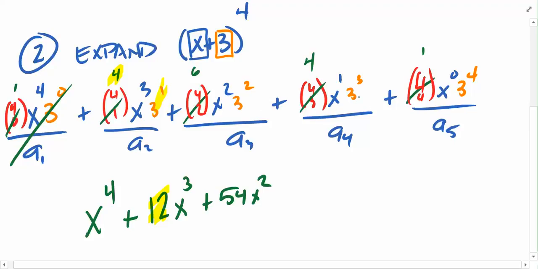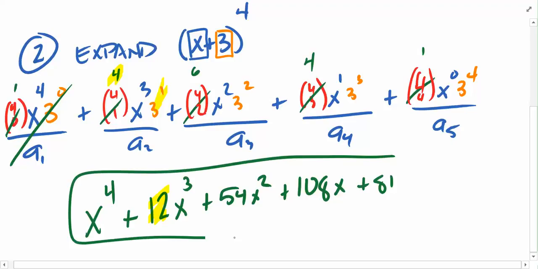3 to the 3rd is 27, right? 4 27s is 108. Very good. So I have 108x. And then finally, I just have a 3 to the 4th, which is how much? 81. And you know what? We're done, and that's the whole problem start to finish.